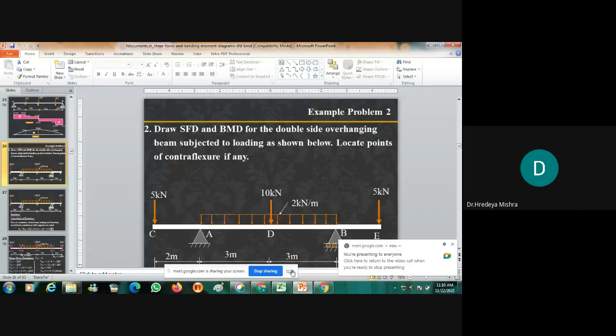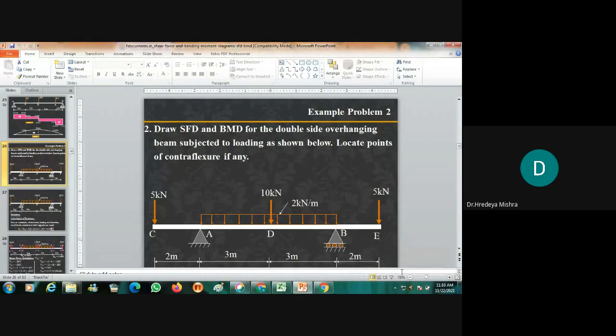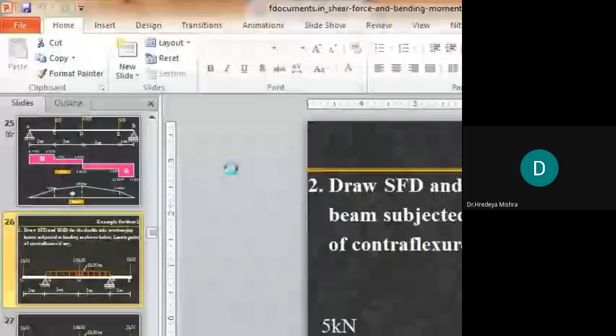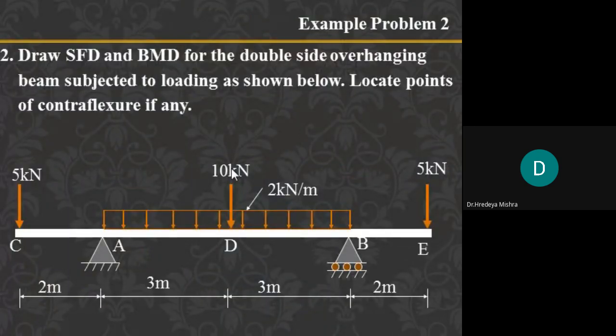Before getting started here, you must recall what you studied. The cantilever beam problem we already discussed, and the simply supported beam. So the present problem is a simply supported beam with overhanging support, a simply supported beam with overhanging on both sides.